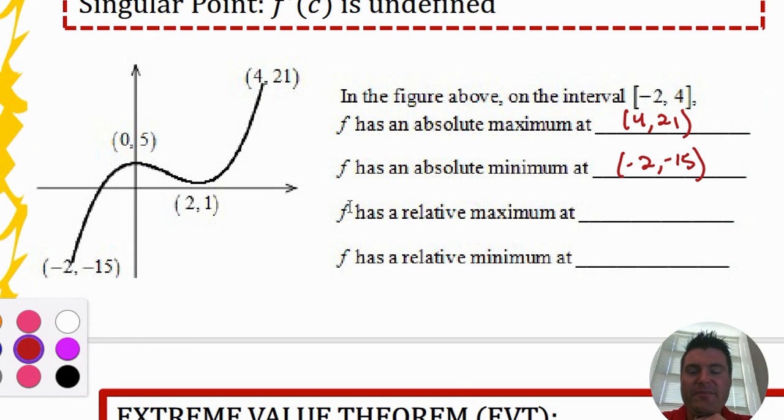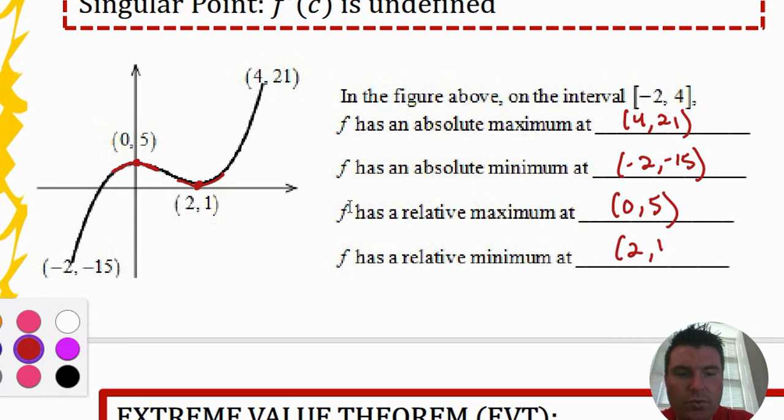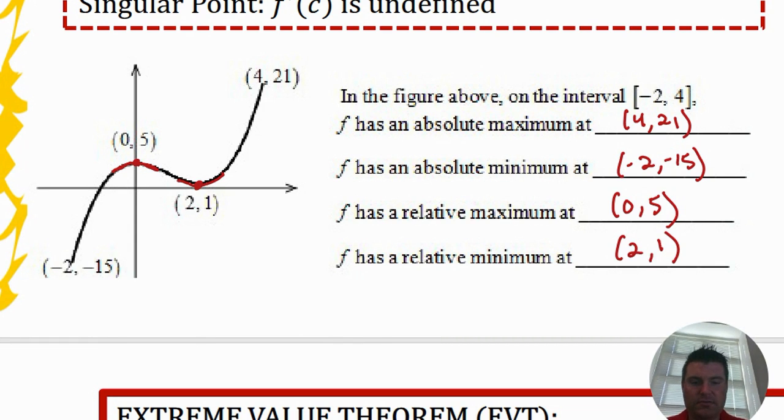We do have a relative maximum at the point. You can see this right here is the highest in that neighborhood where I'm sketching right here in red, and that is going to be at the point (0, 5). And the relative minimum is kind of think of like a valley. The lowest point right here is going to be (2, 1).